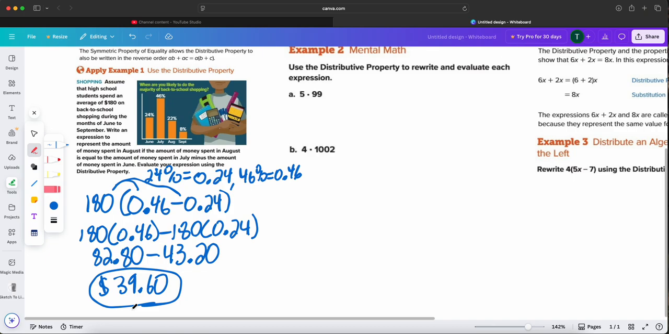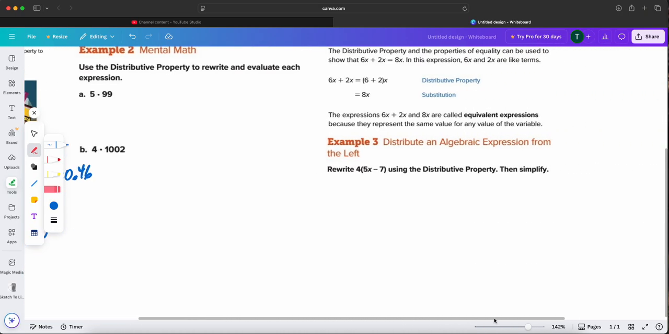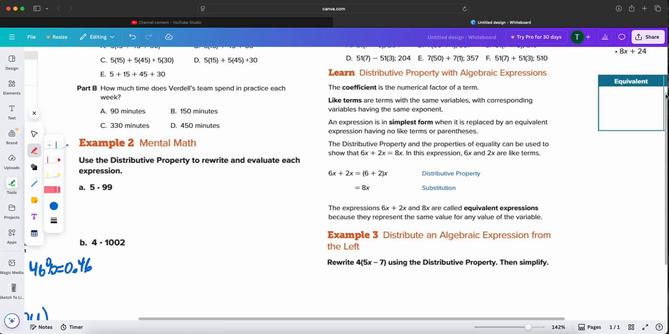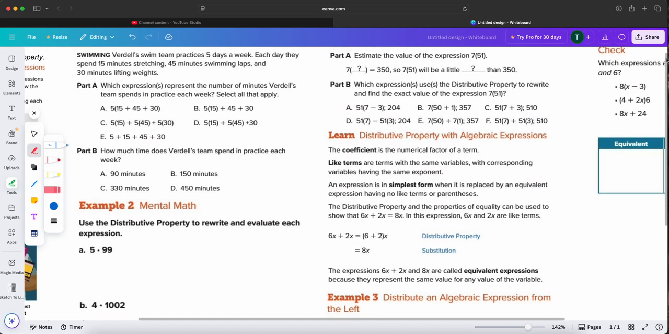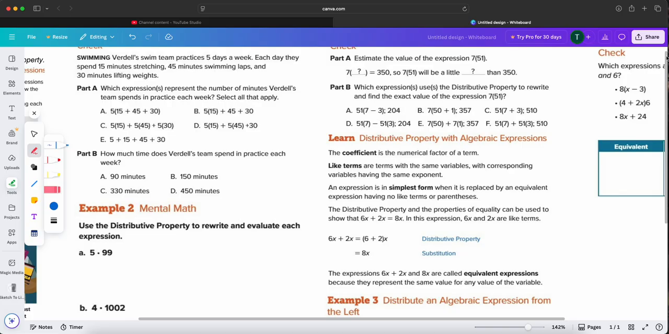So on the next page, it wants us to go through the different steps of what the distributive property looks like for this next problem. So we'll go ahead and scroll up to it. So it says swimming. Verdell's swim team practices 5 days a week. Each day, they spend 15 minutes stretching, 45 minutes swimming laps, and 30 minutes lifting weights. Which expressions represent the number of minutes Verdell's team spends in practice each week?